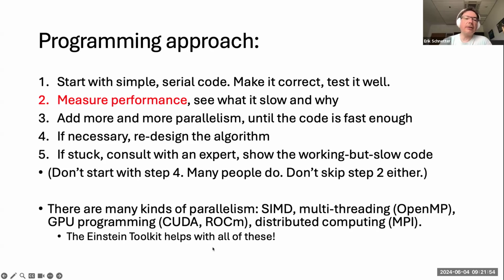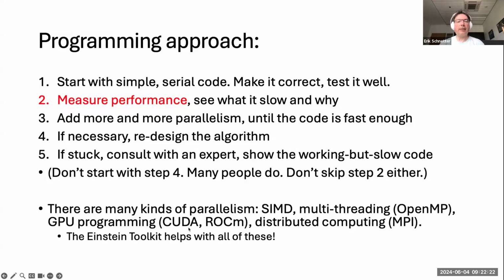Oh, I already mentioned this here. There are many kinds of parallelism that one has. There's SIMD parallelism, where you can have multiple operations at the same time. There's multi-threading, also called OpenMP. And multi-threading is done automatically by CarpetX if you use the Einstein Toolkit. That's quite convenient. There's GPU programming as well.